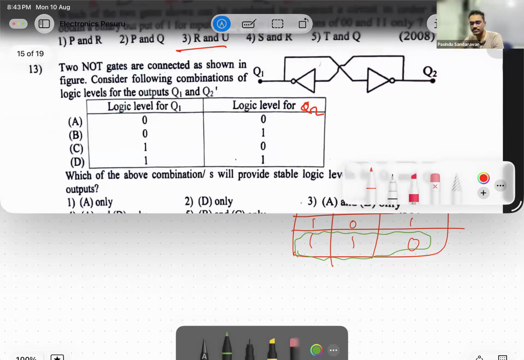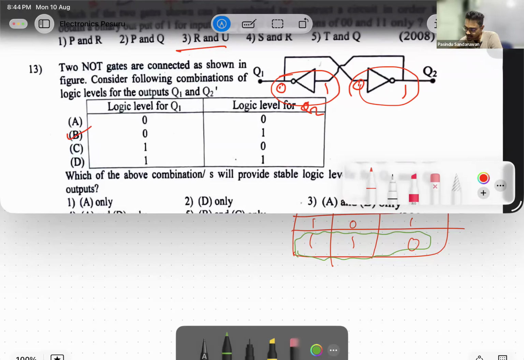Start with one assumption. Assume Q1 is 0. If Q1 is 0, along this it is 0, then this is 1. If this is 1, then 0 and 1 are satisfied on both sides of the NOT gate, which means when Q1 is 0, Q2 becomes 1. That is a stable case. When Q1 is 0, Q2 is 1, B is stable.